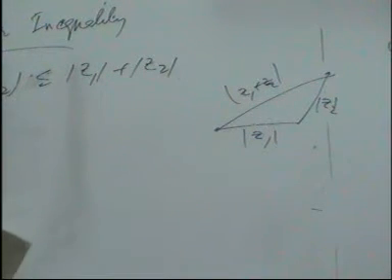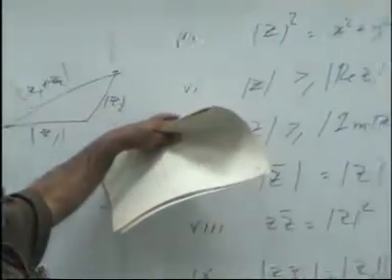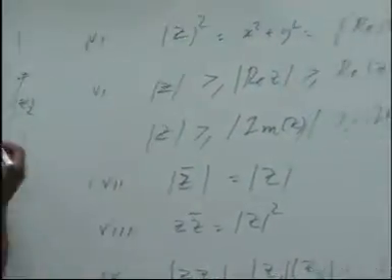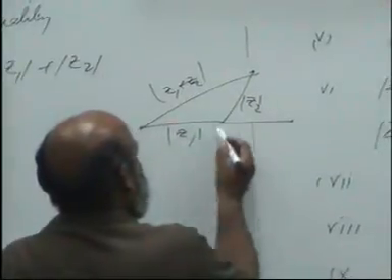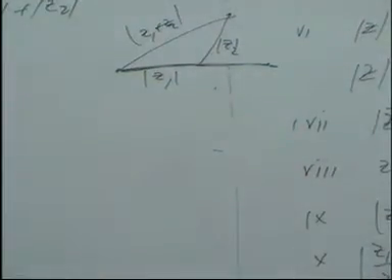It is equal only when they lie on the same line. If this is z2 over here, then this equals this one. We can prove it very easily.